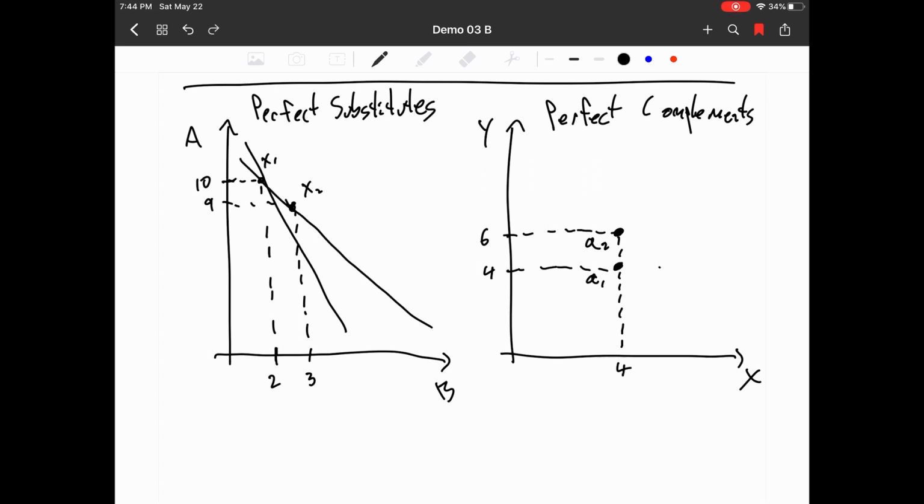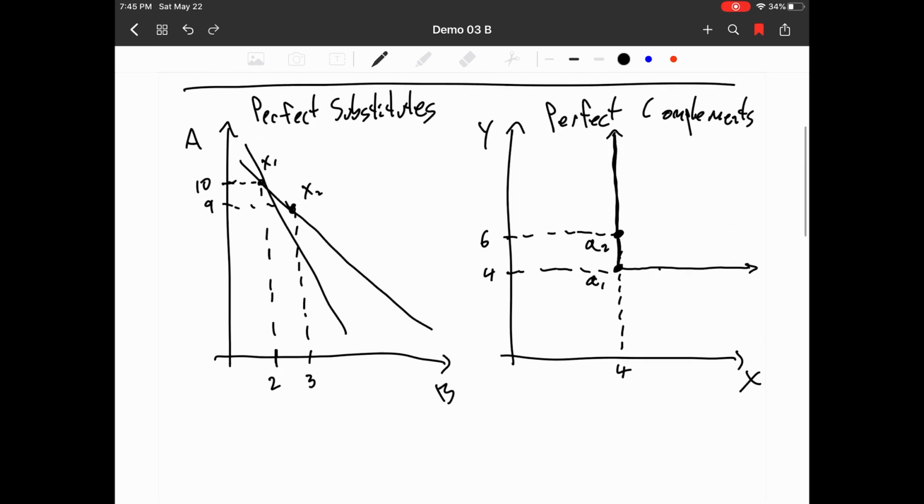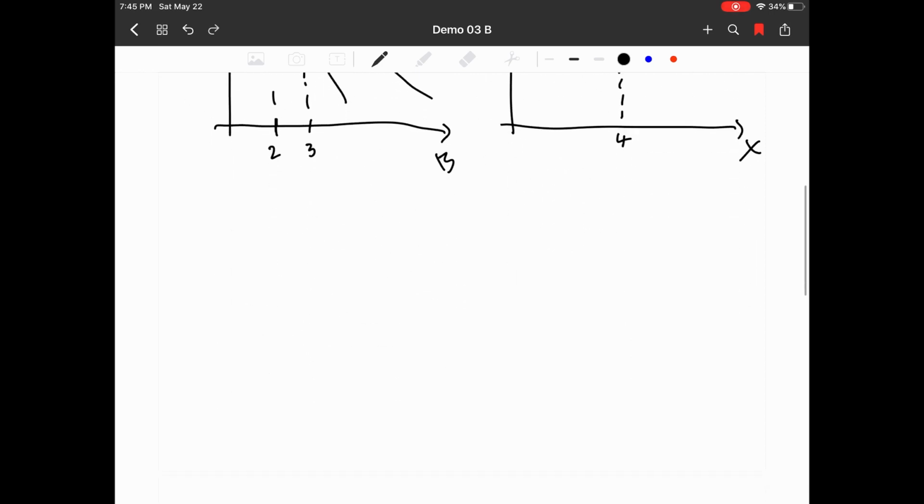So these 2 points are on an indifference curve. And in fact, the indifference curve runs vertical because I need more of x to do any better. And if I don't increase y and I just increase x, then I'm on the same indifference curve because I need more of y to do any better. So these are the two extreme cases of perfect substitutes and perfect complements.